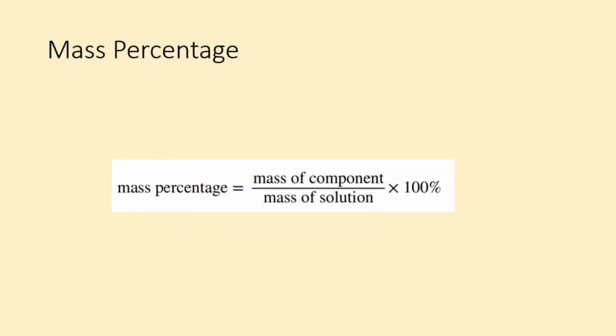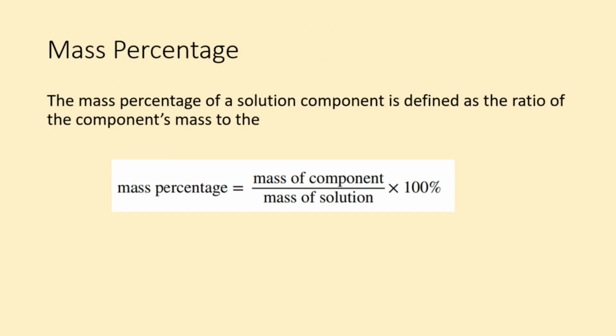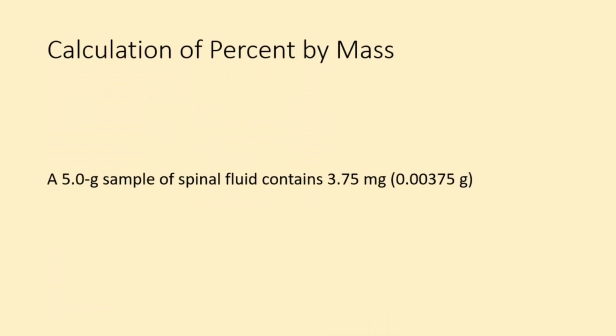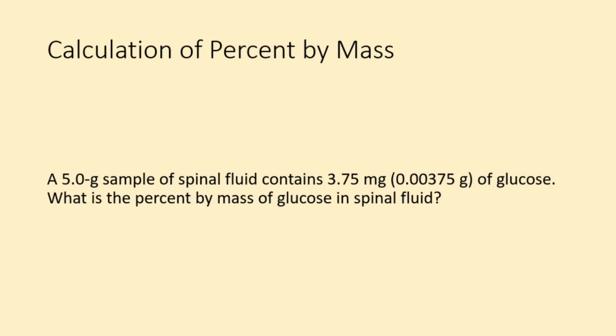The mass percentage of a solution component is defined as the ratio of the component's mass to the solution's mass, expressed as a percentage. A 5.0 gram sample of spinal fluid contains 3.75 milligrams, 0.00375 grams, of glucose. What is the percent by mass of glucose in spinal fluid?